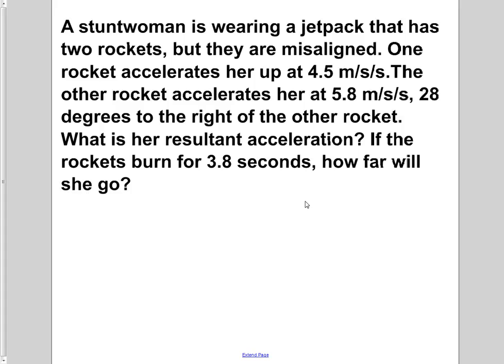Today to start class, we're going to do a warm-up problem. That warm-up problem is displayed on the board now. You can see it describes a stunt woman who's wearing a jetpack that has two rockets, but the two rockets are misaligned. One rocket accelerates her up at 4.5 meters per second squared. The other rocket accelerates her at 5.8 meters per second squared, but at a 28-degree angle to the right of the other rocket. Find her resultant acceleration, and once you've done that, if the rockets burn for 3.8 seconds, find how far she will go while the rockets are on.